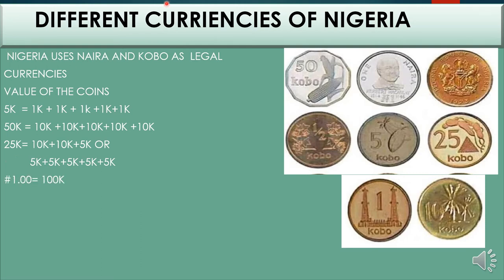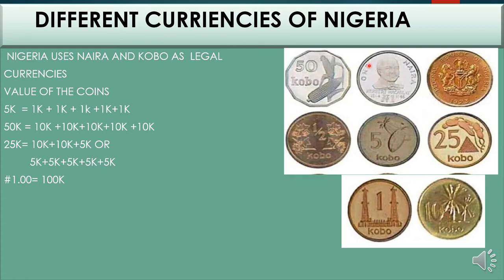Now let's move to the next. The next we have 1 naira. Here, if you look closely, boys and girls, how many coins do we have here? The biggest amount in all of this is the 1 naira coin. The 1 naira coin is bigger than 50 kobo coin, bigger than half kobo coin, bigger than 5 kobo coin, bigger than 25 kobo coin, bigger than 1 kobo coin, and bigger than 10 kobo coin.